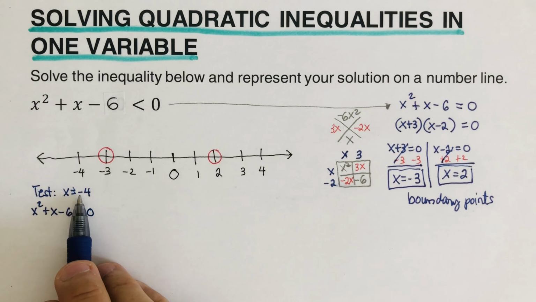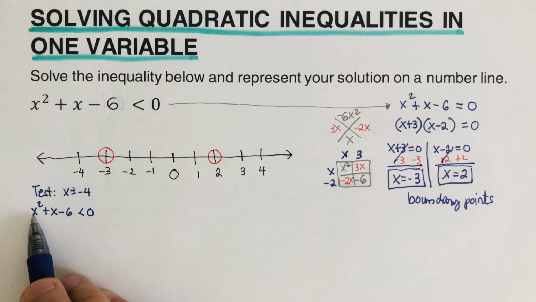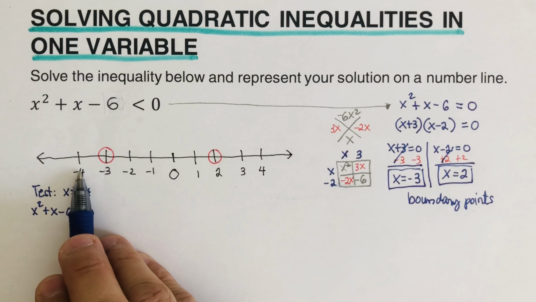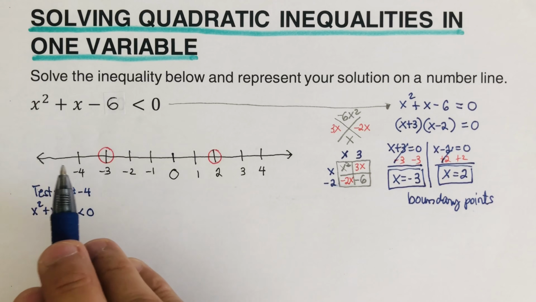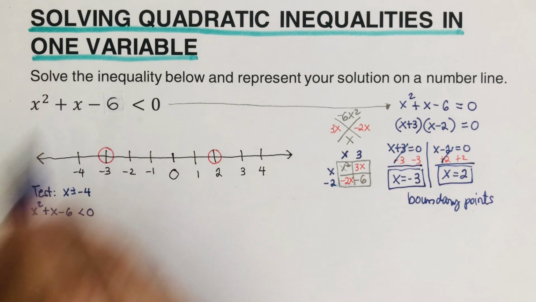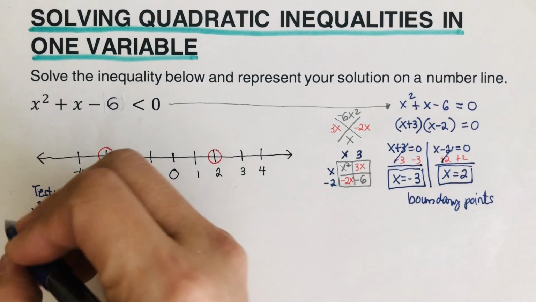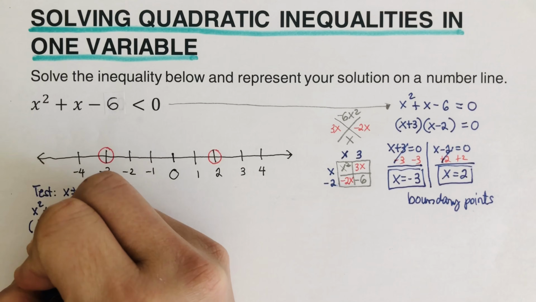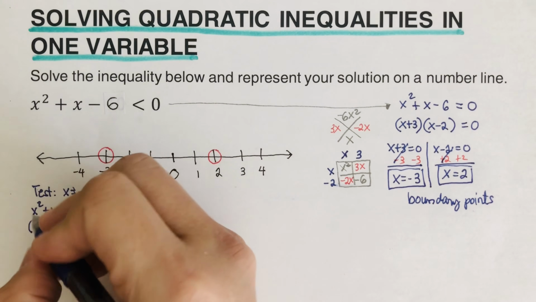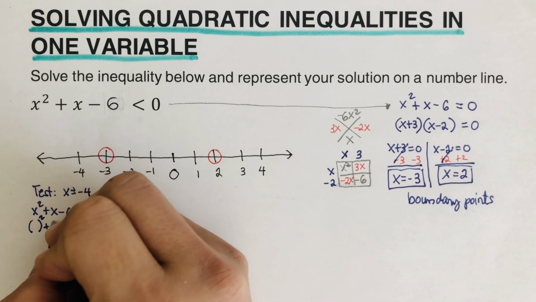Now this time around, we plug in negative 4 for x because we're testing if negative 4 is a solution or not a solution to this inequality. So to do that, the trick is to change the letter into a parentheses first.